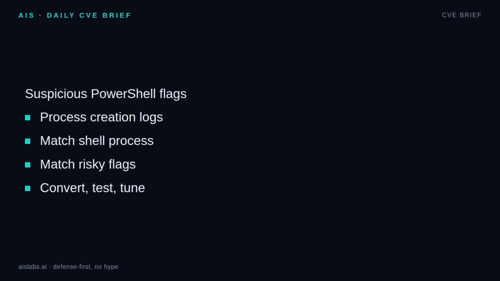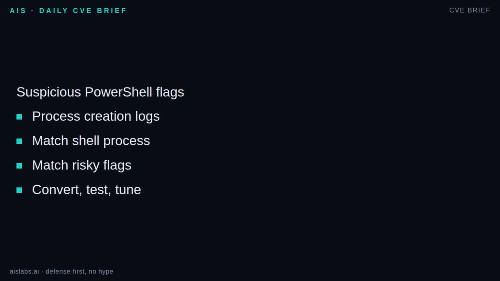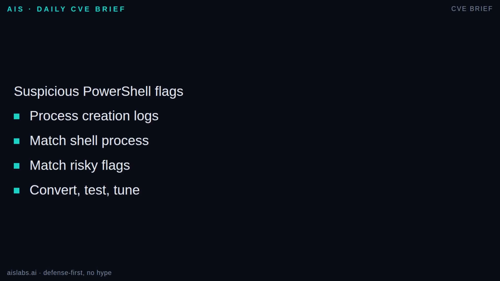Here is the SOC story. An analyst wants a portable detection for suspicious PowerShell command line flags. The Sigma rule starts with log source, operating system process creation. In detection, selection 1 matches the process image ending in PowerShell. Selection 2 matches command line fragments often seen in risky activity, such as encoded command, hidden window, or no profile flags. The condition is simple: selection process and selection flags.